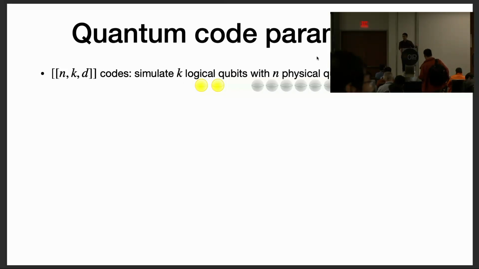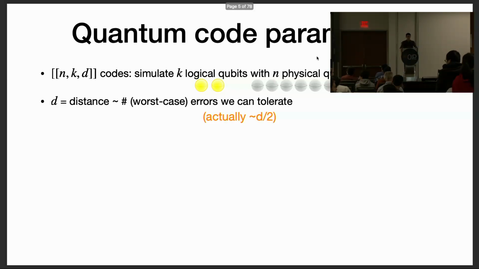Quantum codes are the most promising avenue towards large-scale fault tolerance. We typically measure a quantum code by the parameters n, k, and d. Quantum codes simulate logical qubits using imperfect physical qubits. We usually let k denote the number of logical qubits and n denote the number of physical qubits. We also use the parameter d to denote the distance of the code. This roughly corresponds to the number of errors that we can tolerate. Actually, the number of errors is more like d over 2. But in this talk, everything is asymptotic, so we're going to be fast and loose with the constants.